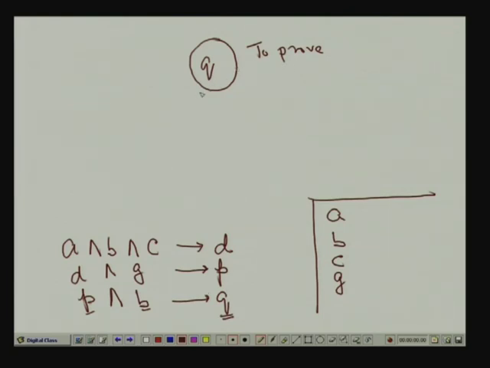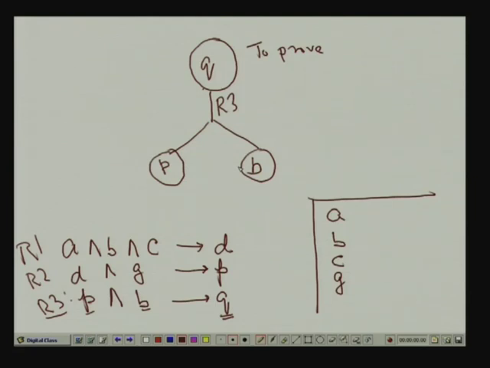So, this is my goal, and in order to prove Q using this rule, R3, I have two different goals to prove. One is P, another is B. So what I have created is a set of sub goals. That means, if these two things are proved, then Q is proved. That is my objective is reached. So, these are the sub goals.